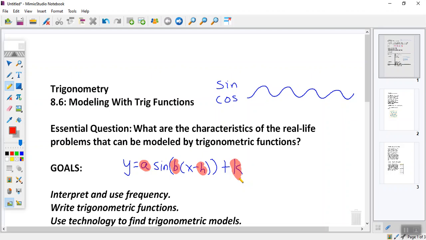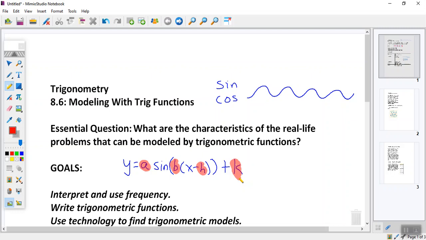Let's remind ourselves what these values do again. What does a do? It's a vertical stretch, or the amplitude. What does b affect? Horizontal. A whole cycle is called a period, so b affects the period. h is going to translate left or right. And k is our midline. It's the line that the function oscillates around. And we'll talk about that.